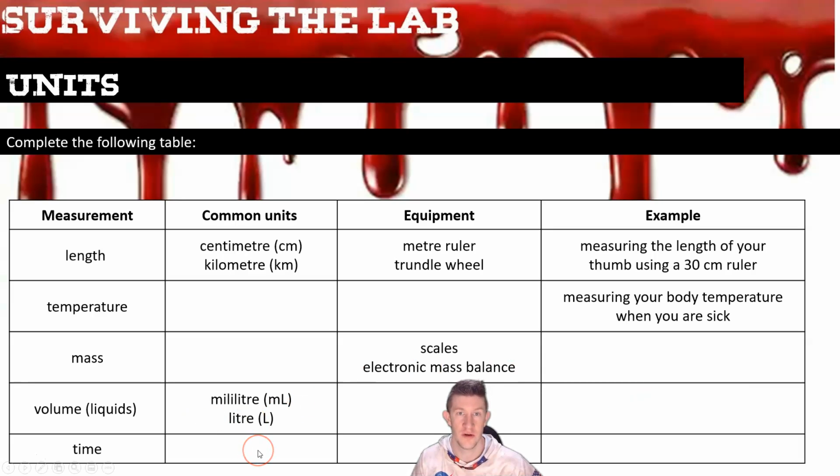Time, the common unit is actually the second. We use seconds a lot more often than we use minutes and things. It could be hours, days. There are also time units, but seconds is certainly far more common. Equipment for that is really just a stopwatch or a timer. And an example could be timing the 100-meter sprint for sports day coming up, or timing how long it takes an ice block to melt.